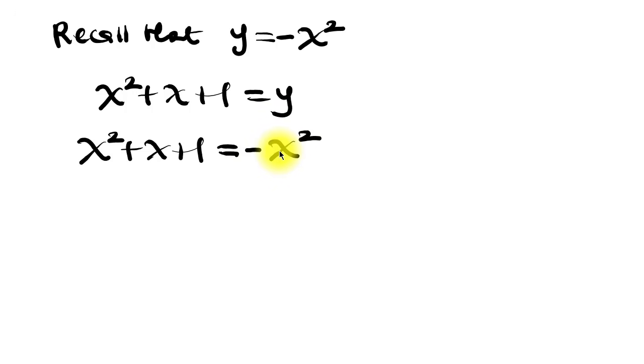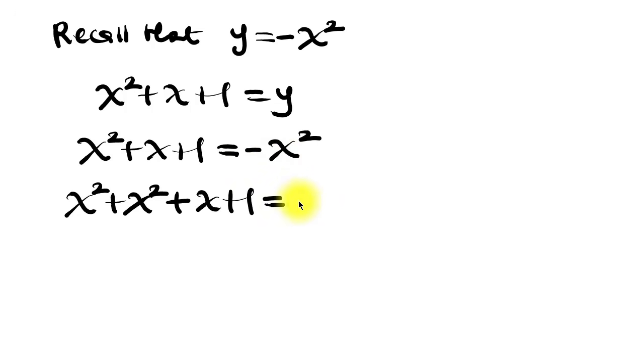Good. Now let's move this to the left hand side. So we have x squared plus x squared, because as this moves, it becomes positive, and then plus x plus 1 equal to, now nothing is left on the right hand side, so this becomes 0. So x squared plus x squared is 2x squared plus x plus 1, and this is equal to 0.